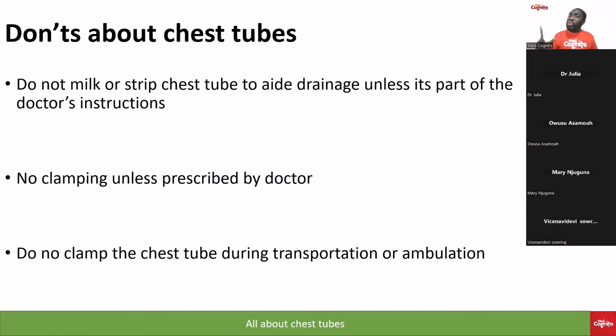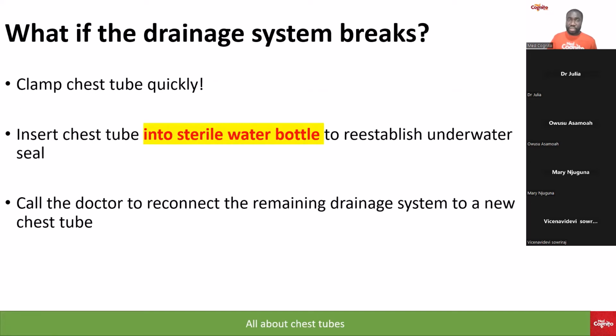Number two, don't clamp it on your own unless you have orders from the doctor to do so. And number three, while you are transporting the patient or the patient is in motion, don't clamp it. So number one, don't milk it. Number two, don't clamp it unless you've been instructed or given the order by a physician. And number three, when the patient is in transit, don't clamp it. So these are some of the things you don't do with a chest tube.